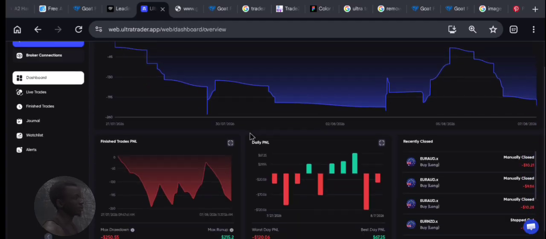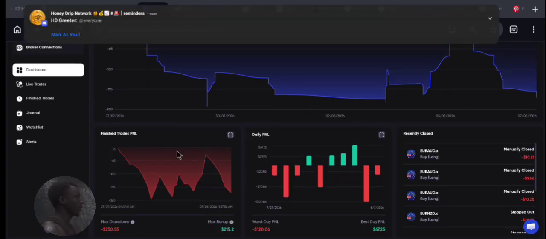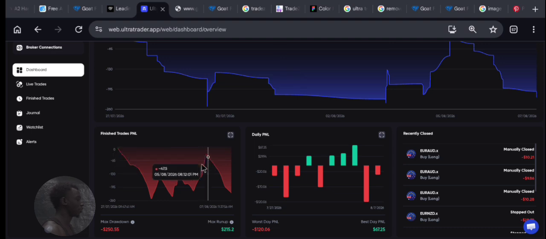Next we have the finished P&L. This is the P&L after all your trades have been closed, like every single trade you've taken has been closed. This is how the account has moved, all the way to minus $250, then minus 194, minus 240, minus 148, minus 202. This is how deep my losses were till where I am now.